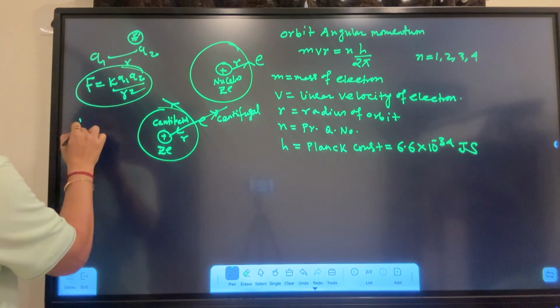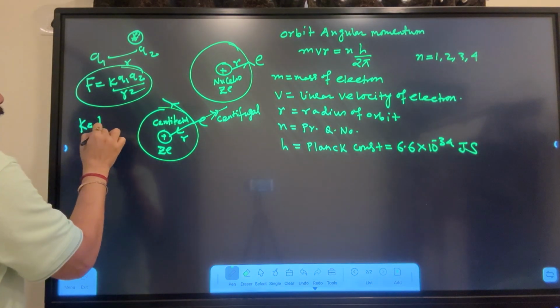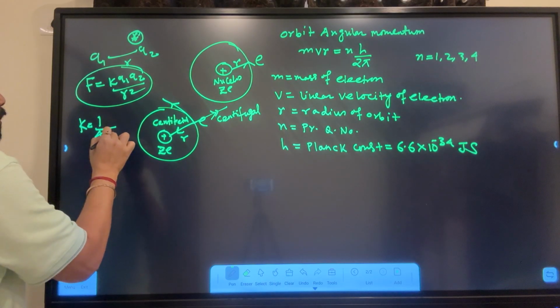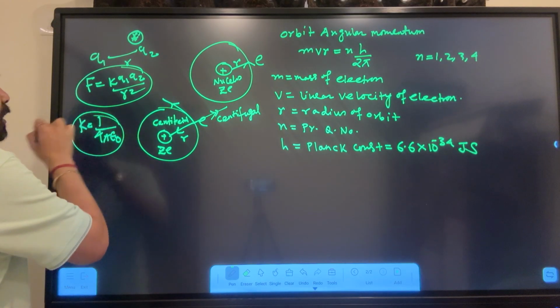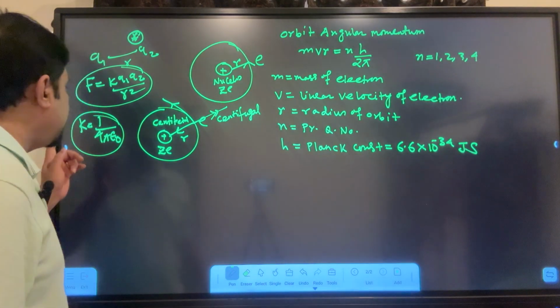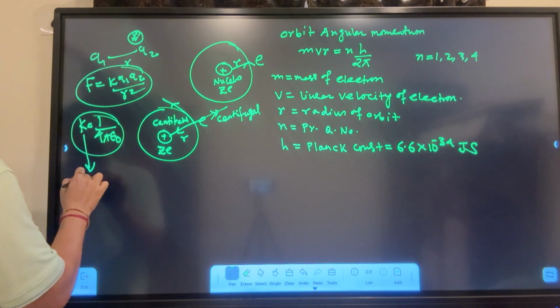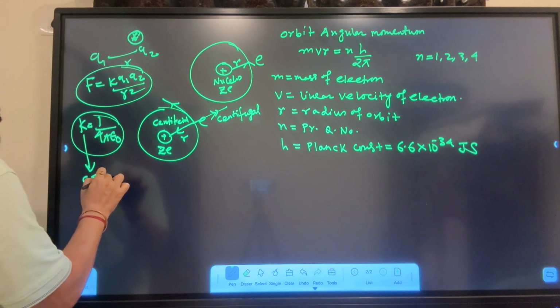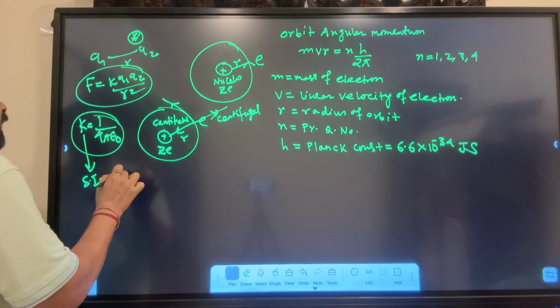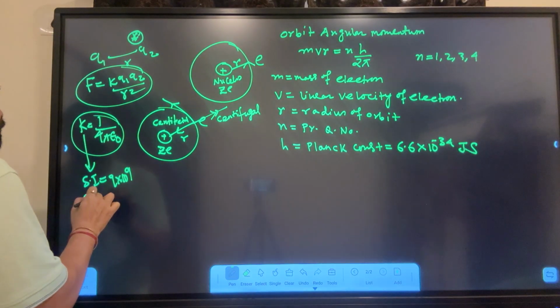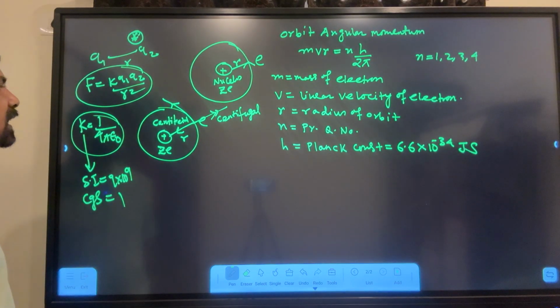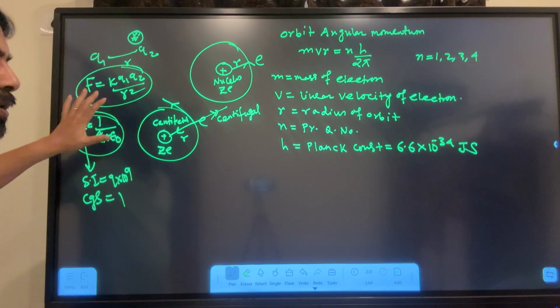K is a constant which is related to 1 by 4 pi epsilon naught, where epsilon naught is the permittivity factor. In SI units this K value will be 9 into 10 power of 9, whereas in CGS units this K value will be equal to 1. So now this is the basic Coulomb's law.